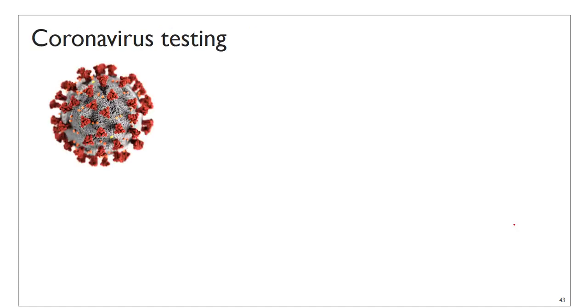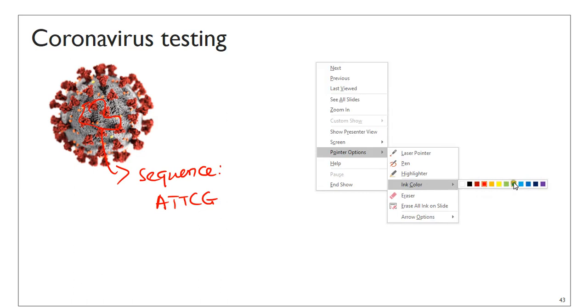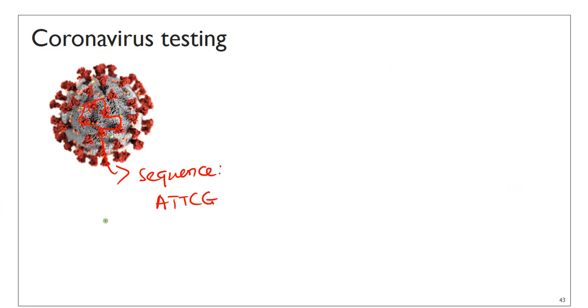So we will go back to coronavirus testing, because there is genetic material in the coronavirus. Essentially what they do is they sequence this. So let's just say the sequence is ATTCG, and this is not the actual sequence. It's not going to be 5 bases long. It's supposed to be a lot longer than that. But because you just need one sequence, you can design this molecule.